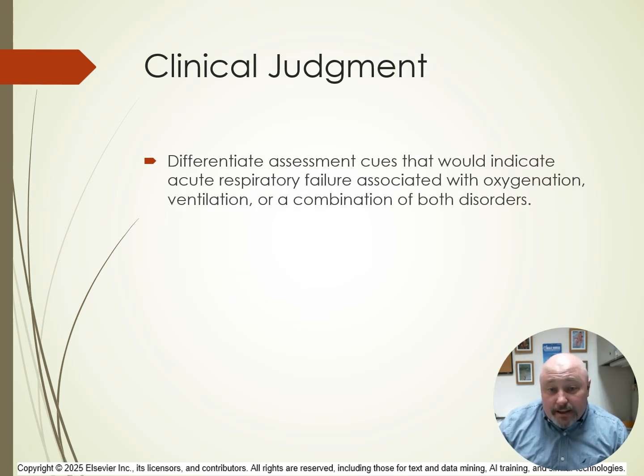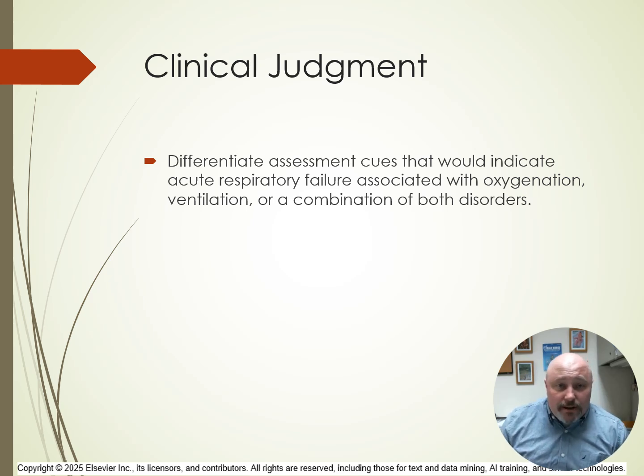When differentiating the assessment cues that would indicate acute respiratory failure, for oxygenation, you'd be looking at things like tachypnea, anxiety, or low oxygenation on pulse oximetry. On the other hand, ventilation would be indicated by work of breathing, as well as the tachypnea, increased CO2, and an oxygenation that may not initially be low.